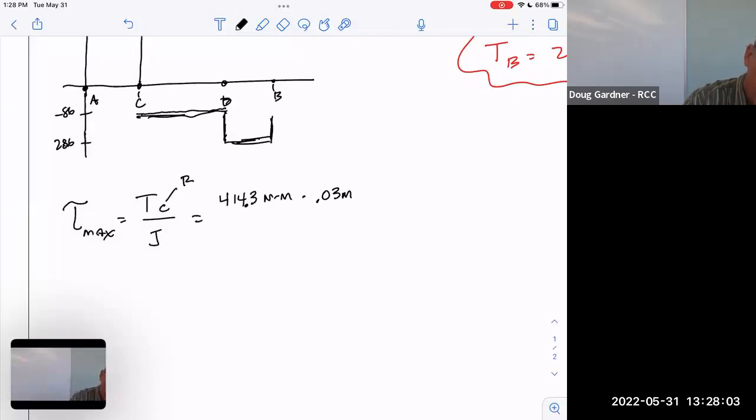So I'm just going to make a note here. That was a radius, and that shows on your note sheet because it's not easy to keep straight. And then J for a solid shaft was pi over 2 times that radius to the fourth. That was our formula for that. That's for a solid shaft.